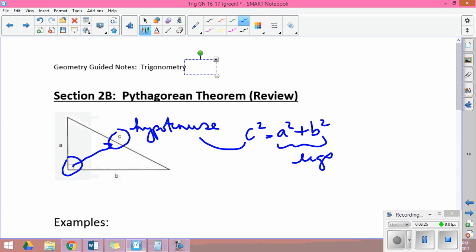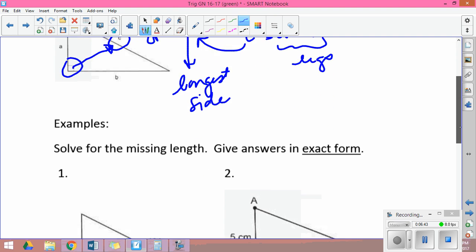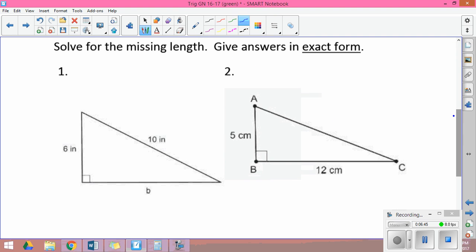The C squared is always the hypotenuse. The hypotenuse is always the longest side. So if you find that right angle, go across from it, that will be your hypotenuse, and that's where you should start. Then you solve for what you don't know. So a couple of really quick, and notice we're going to go exact, so we're going to take square roots and we're going to simplify.